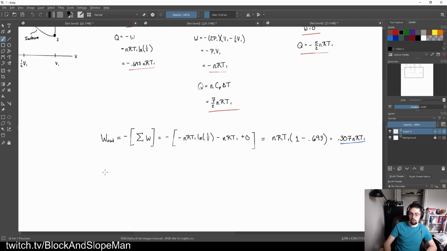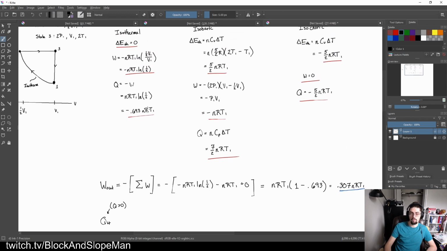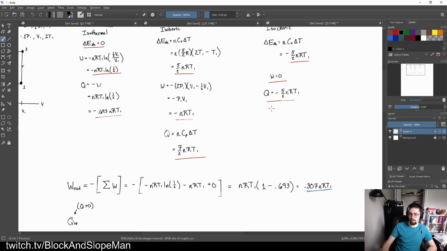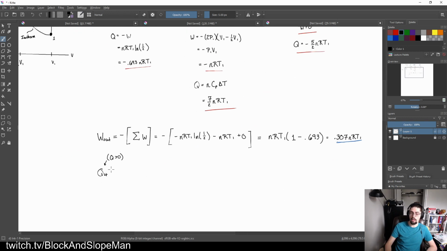Now I'm going to do QH. And remember that QH is the sum of every single time Q is positive. So, step 1, that's a negative. That's not it. Step 2, that's positive. Step 3, that's negative. So QH is actually just going to be 7/2 nRT1. That's it. That's enough to find the efficiency right there.